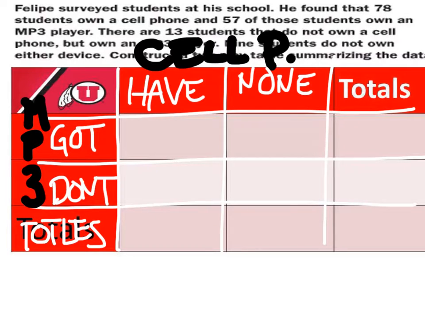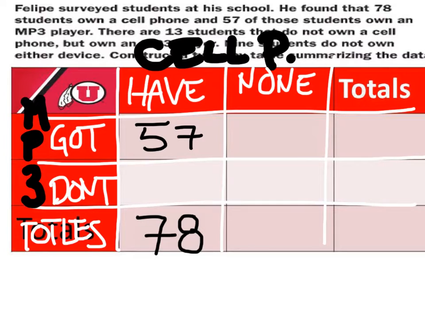In this problem, it tells us all these values of different numbers of students that have stuff, okay? So 78 students own a cell phone. So where would the 78 go in these four boxes? Well, this is cell phone. This is the total number of students that have one. So this is where the 78 goes, right in here in the column. What this tells us is that 57 of those students own an MP3 player, so it's still talking about the 78 that have a cell phone, but 57 of those own an MP3 player as well, okay? So this 57 will go right in here.